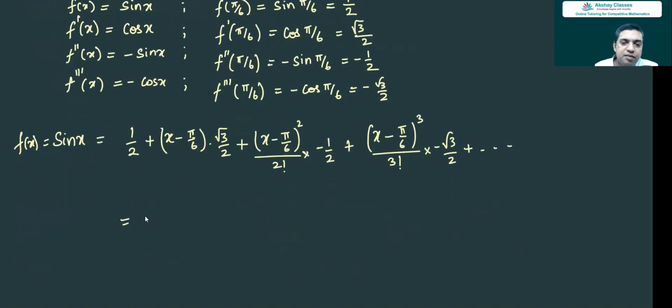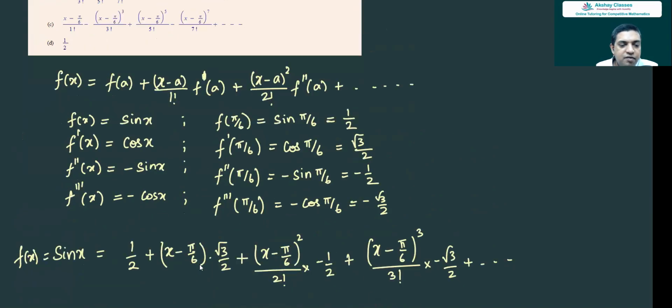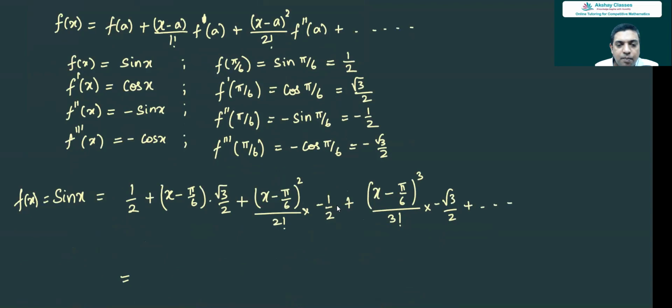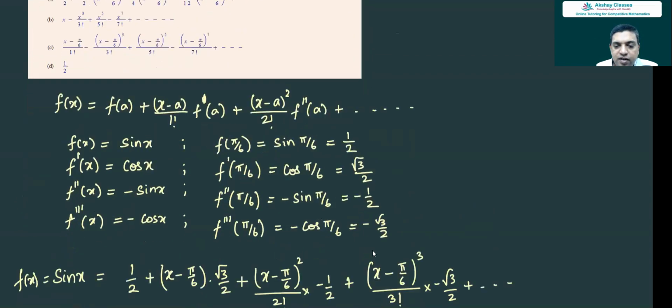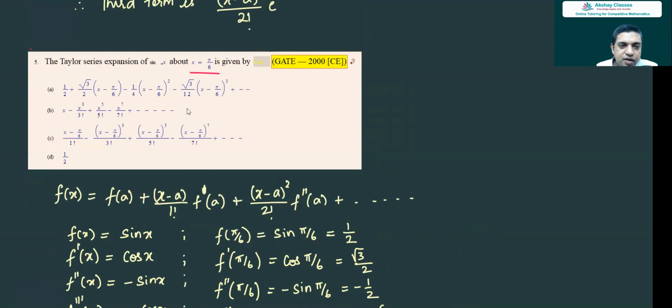So now we can observe which one is the right answer. You can see here half plus root 3 by 2 into x minus pi by 6, minus 1 by 4 into x minus pi by 6 whole square, minus root 3 upon 12. 3 factorial is 6 multiplied by 2 is 12. So minus root 3 upon 12 x minus pi by 6 whole cube. So this is the correct answer.